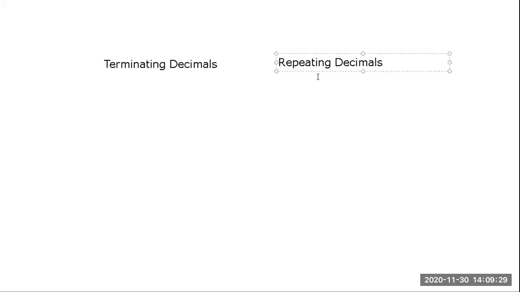So a terminating decimal, it ends. For example, what is 1/4 or a quarter? What is that as a decimal? 0.25. And that's where it ends. So that's why it's a terminating decimal.